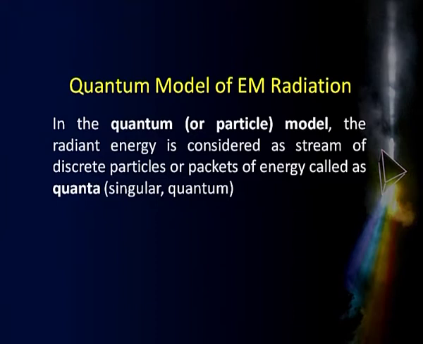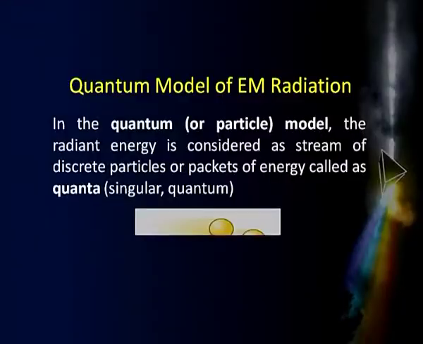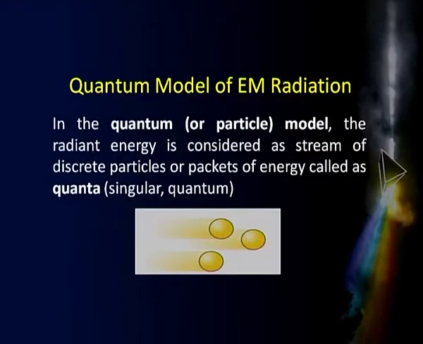That is what was given by Max Planck to account for a number of experimental observations like black body radiation, the photoelectric effect and things like that. So, from the quantum mechanical model point of view, EM radiation can be seen as a stream of particles called photons or quanta. Light particles are called photons. In general, they are called quanta, because any packet of energy will be called a quantum.